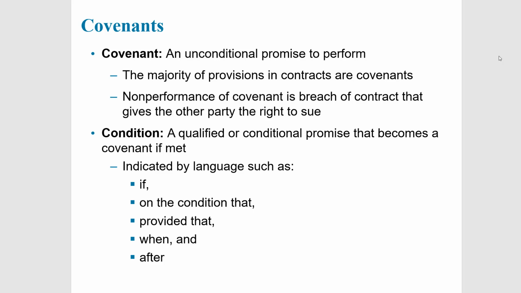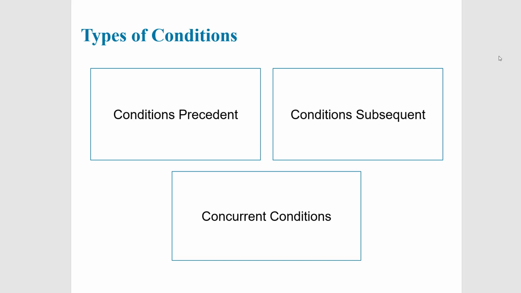Those are oftentimes indicated by language such as if, or on the condition that, or provided that, or when and after. These are all words that would lead us to believe that some kind of condition is being placed on a promise. We take conditions and divide them up into three categories: conditions precedent, subsequent, and concurrent. So let's look at those three.